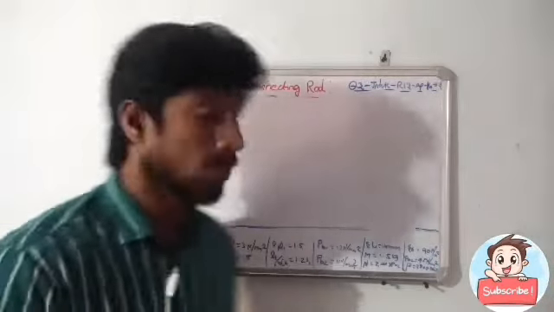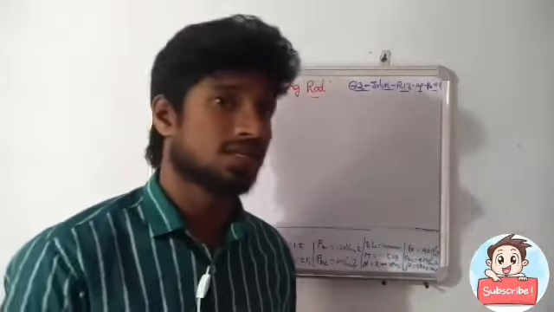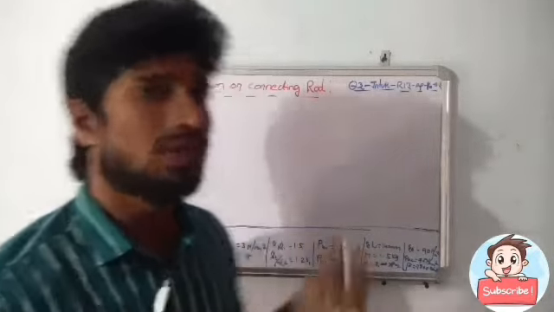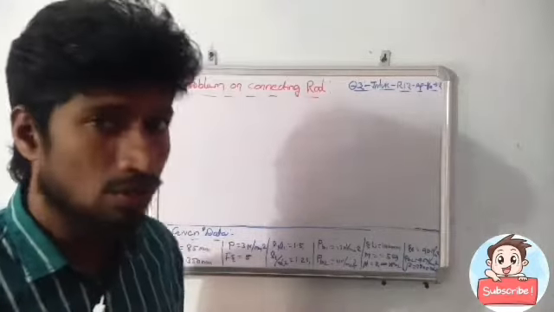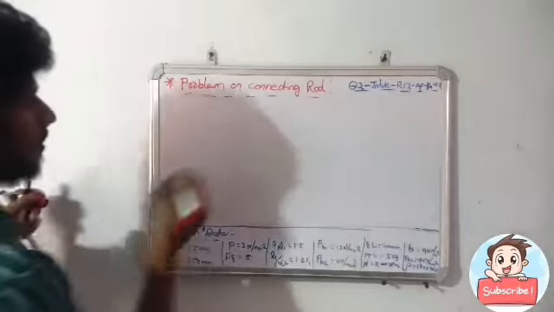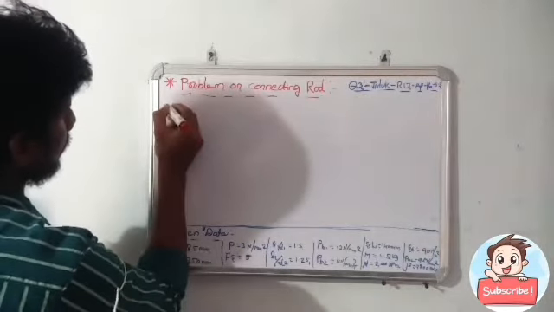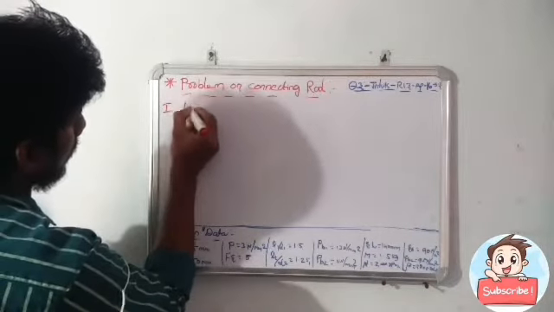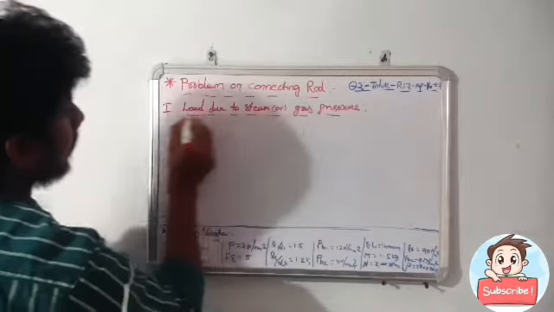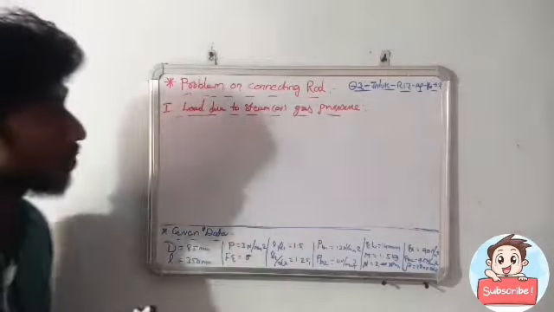So we know in the previous lecture we already discussed what the design steps are and what formulas are involved. So with the help of those formulas, we are going to design a connecting rod here. The first step is load due to steam or gas pressure.